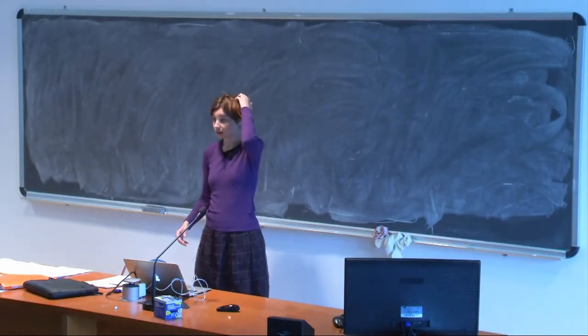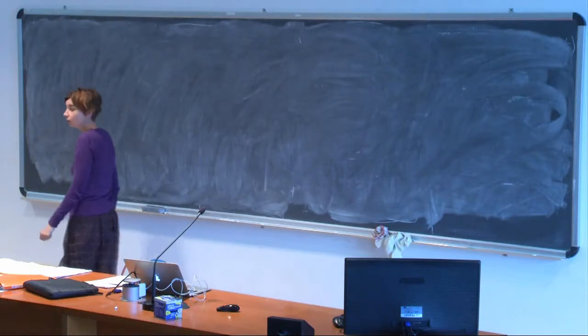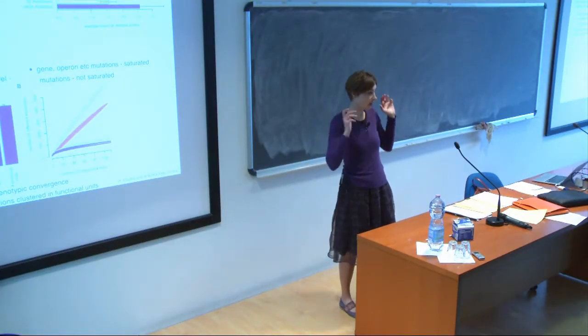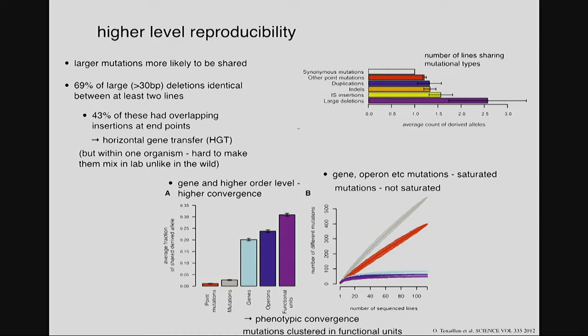No, so it's a reproducible environment. It's 115 parallel populations, and you ask, what's the number of lines sharing a given mutational type? So not just a point mutation, but all of these larger effects too. For point mutations, you see that the average number of lineages sharing it is one, but for large deletions it's over two. So you see that these larger effects are reproducible.